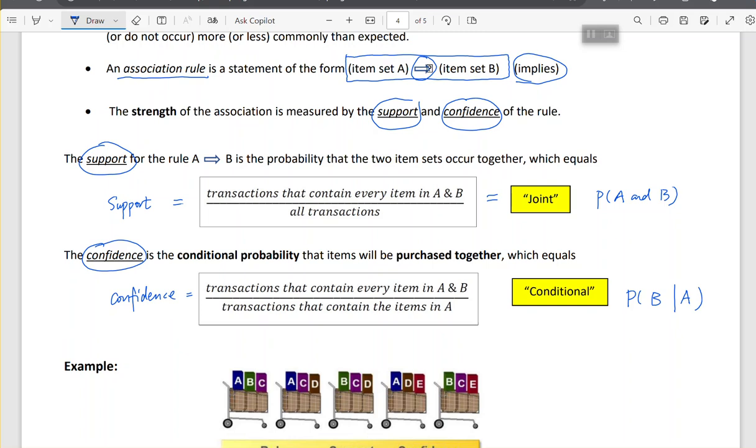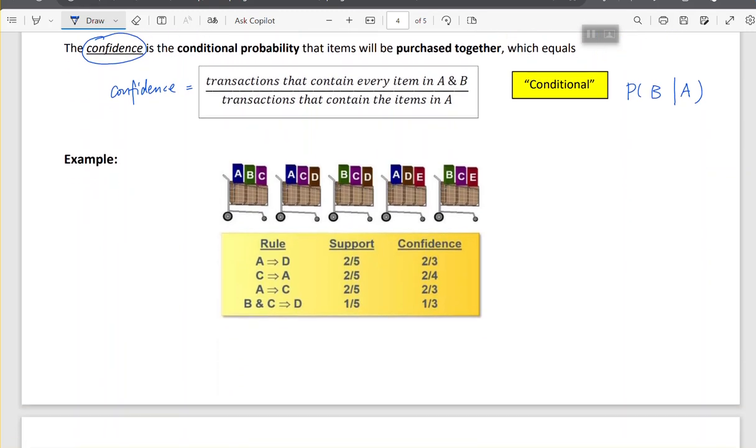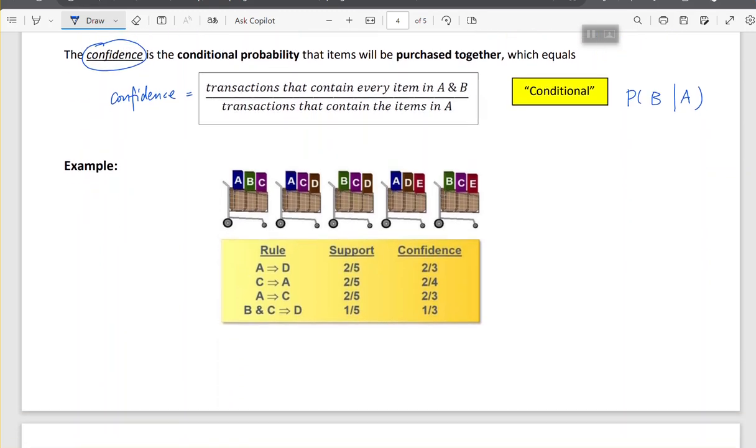Now that you understand these two formulas, let's try easy examples. This graph is kind of the source of why we call this the market basket analysis. Whenever you go shopping, you always have the shopping basket, and then you have different items in your basket. So let's make a practice. If you have the rule A implies D, how do we calculate the support?